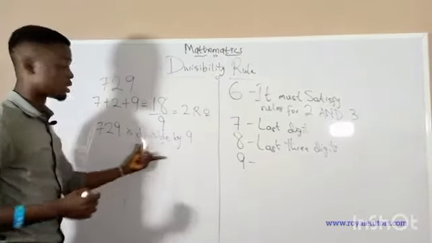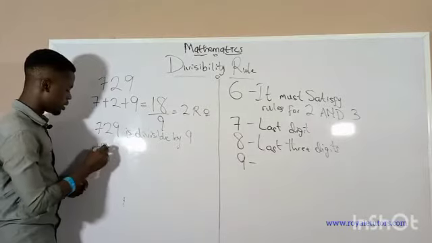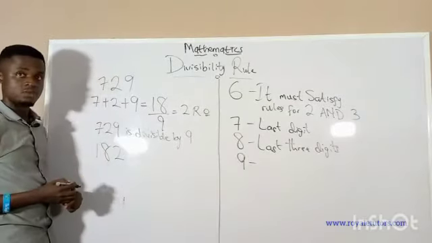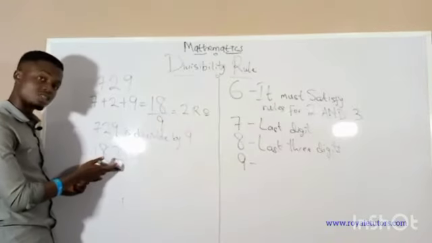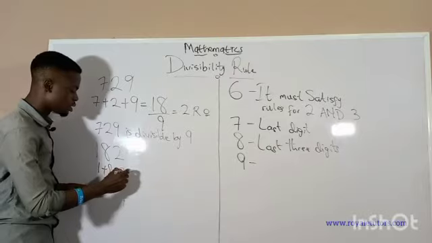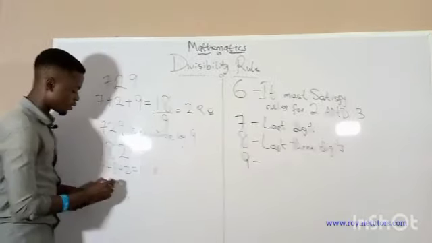Okay, so that means 729 is divisible by 9. But look at a number like 182. You want to check if it is divisible by 9. All you need to do is to compute the addition of the digits. That is 1 plus 8 plus 2. This gives 11. 11 is not divisible by 9, which means that 182 is not divisible by 9.